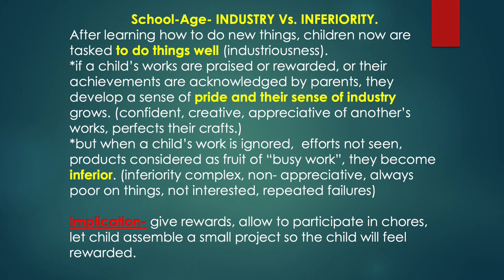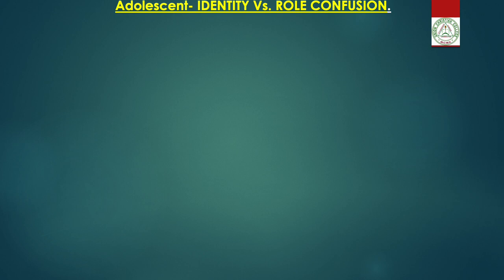So that is how you involve a child to become industrious. Right? Now, we proceed to the adolescent period. The developmental task of an adolescent is identity versus role confusion. Most of you are already in this stage.